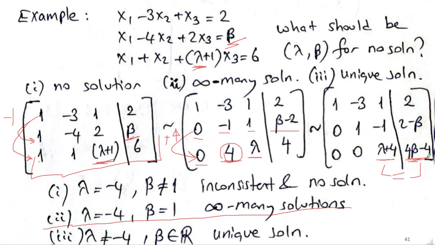Basically we end up with infinitely many solutions in that case, because essentially we will have 2 equations and 3 unknowns. So the system is underdefined. But if we have lambda equals minus 4 and beta is not equal to 1, then this becomes an inconsistency and therefore no solution in this system. And the third possibility is if lambda is not equal to minus 4, but beta is just any real number, then this gives us a unique solution.